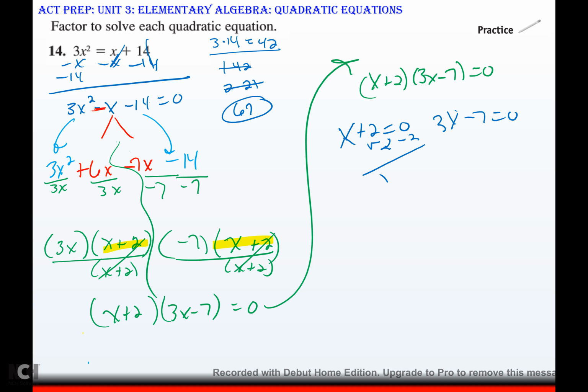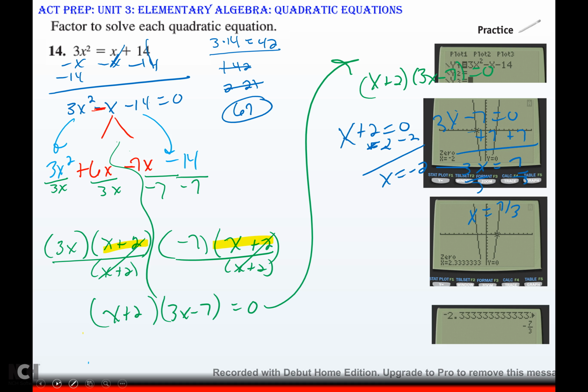Minus 2, x equals negative 2. This one, add 7. I get 3x equals 7, divided by 3, x equals 7/3. Okay? And I think I just wrote all of those things. Yeah, but I typed negative 2.3 repeating and you get negative 7/3. And that one's just negative 2.